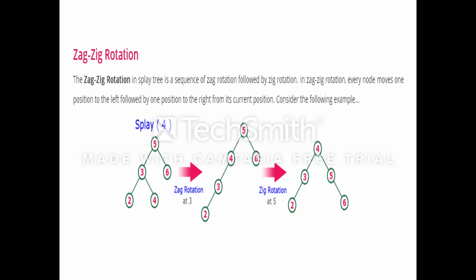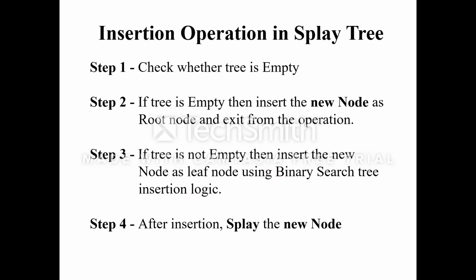And then you will have to perform one right rotation in order to bring it into the root node. If you perform one right rotation, that is a zig rotation. After performing zig rotation, you will get the tree as shown in the figure. So zag-zig rotation is nothing but a sequence of one left rotation followed by one right rotation. So these are the 6 different rotations that can be used in order to perform search, insert, delete operations in the Splay trees. So let us discuss the insertion operation in Splay tree.